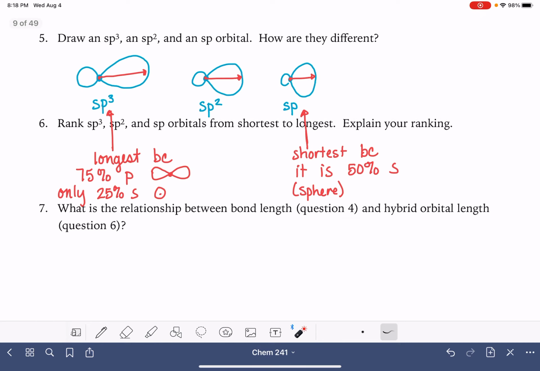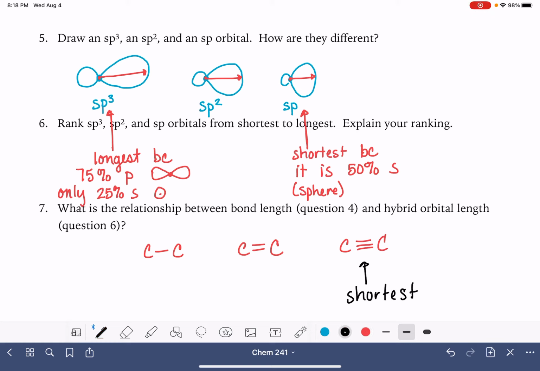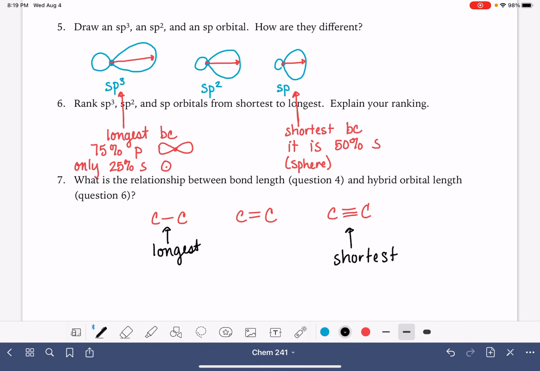So now, what is the relationship between bond length and hybrid orbital length, which was talked about in question 6 that I just kind of skipped over? In question 6, that was talking about the length of the single bond, the double bond, and the triple bond. And you just sort of learned in Gen Chem that the triple bond was the shortest, and the single bond was the longest. And we don't spend a lot of time in Gen Chem talking about why. That has to do with these orbitals.